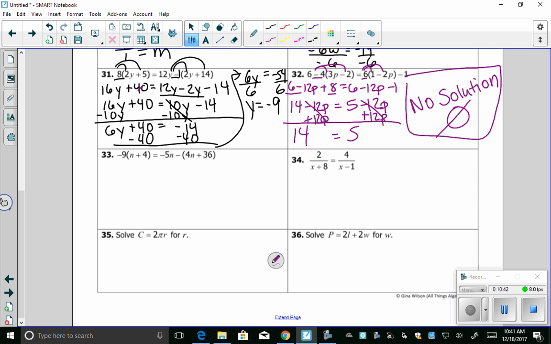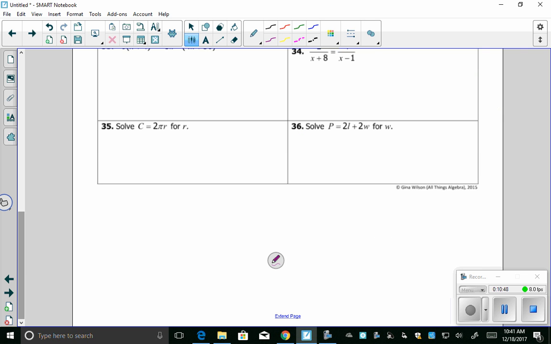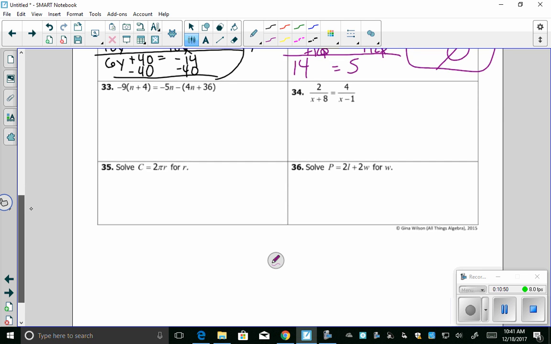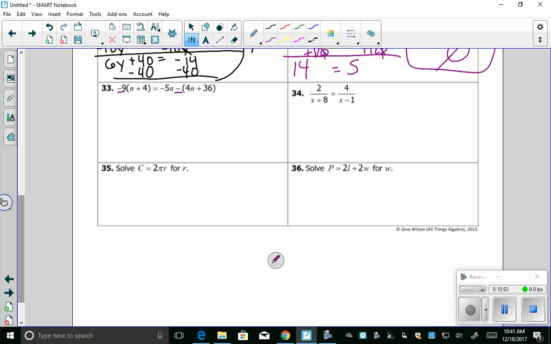Number 33. I still have to distribute the negative. So I'm going to distribute the negative 9 and the negative, so that I get negative 9n minus 36 equals negative 5n minus 4n minus 36. So I distributed the negative and I distributed the negative 9.